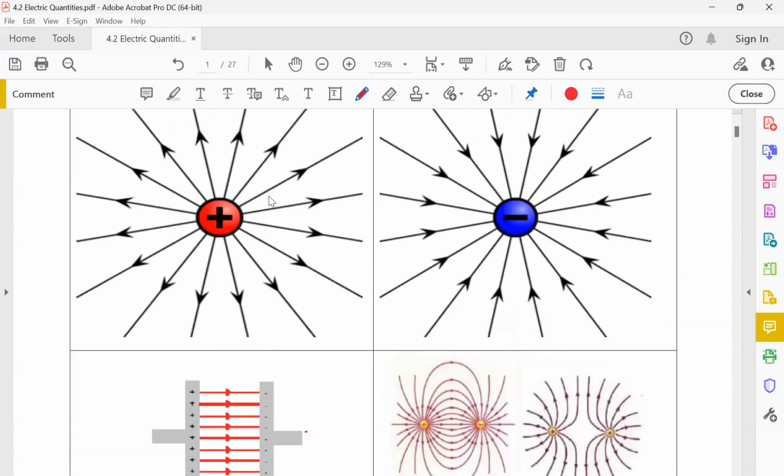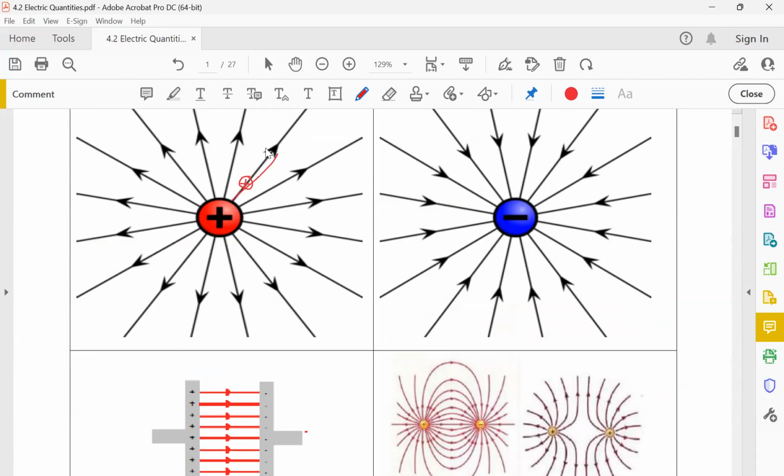Remember, I told you, there's no such thing as an electric field. Because there is no such thing as an electric field, it's made up. So how did the scientists make this up? They place a very small positive charge here and observe what force was acting on it, and you know for a fact that positive and positive are going to repel.